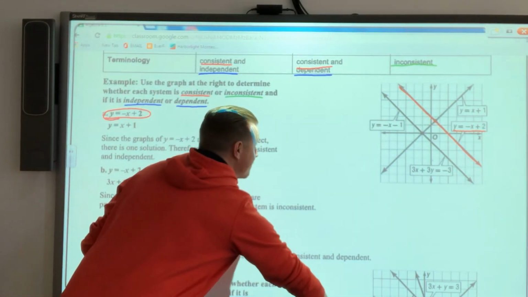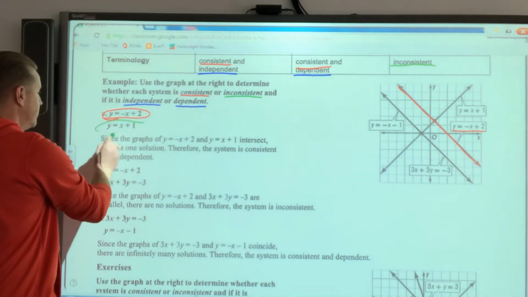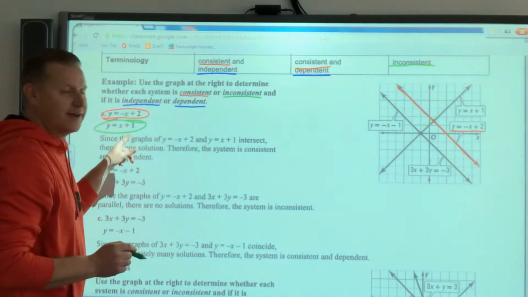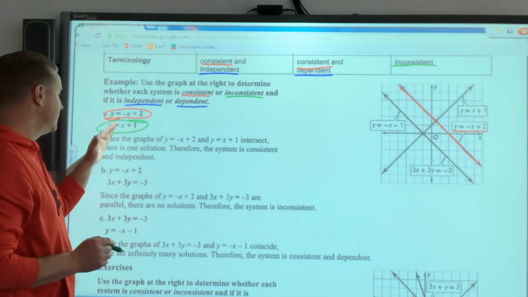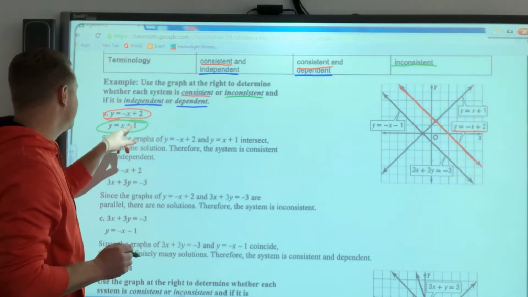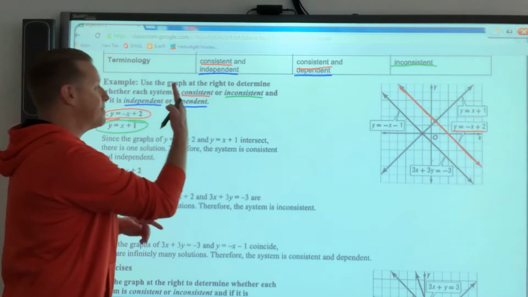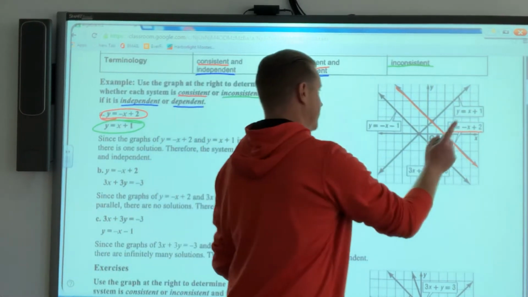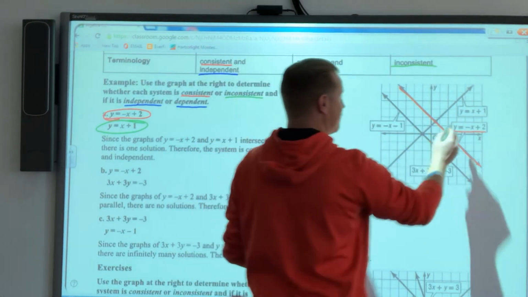Now, let's compare that to y equals x plus 1. Right away, I'm seeing a positive slope. The slope is going to be positive. It's going through the y-intercept at a positive 1 unit above the origin. Luckily, they've identified this one for us.